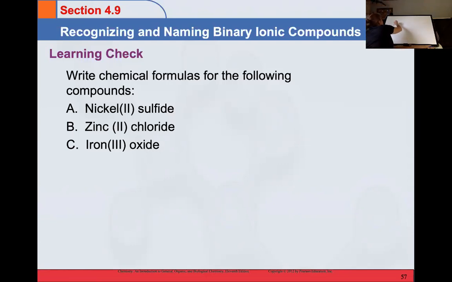So we have nickel(II) sulfide, zinc(II) chloride, and iron(III) oxide. Take a couple of minutes and see if you can figure these out, and then I'll go through them on the whiteboard.